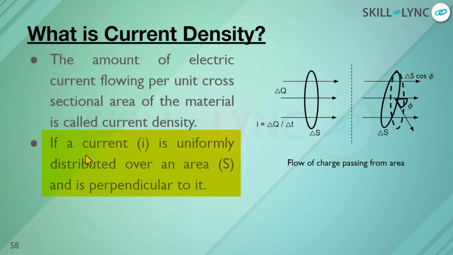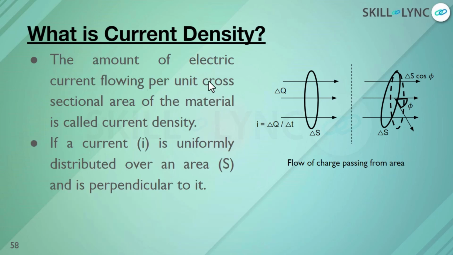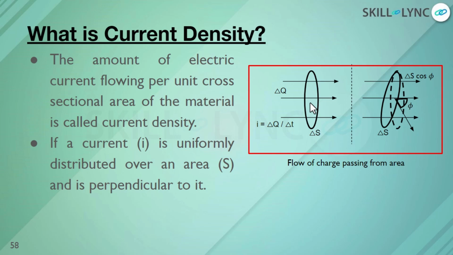If a current I is uniformly distributed over an area S and is perpendicular to it, then current density can be defined as J = I/S, where I and S have their usual meanings, as we have studied in the previous slide. Let's try to understand this using this example.